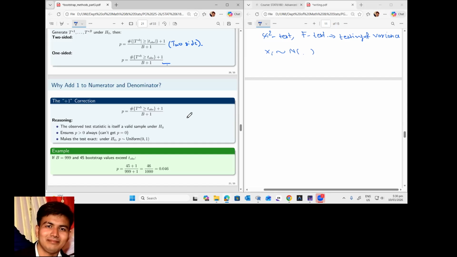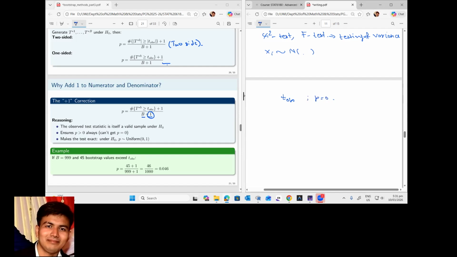Here B is the total number of resamples. When we add 1, we are treating our original data as the 1, and this ensures p is always greater than 0. Without the correction, if no bootstrap statistic exceeds T observed, we get p equals 0.